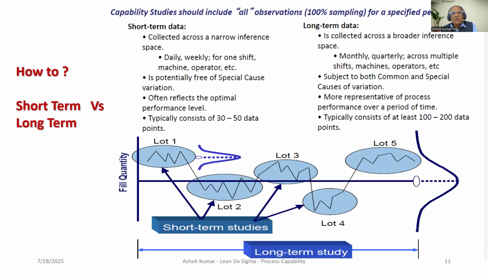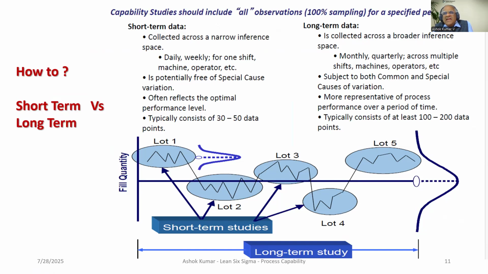So how do you collect data for a capability study over the short term? There is a narrow inference space, say a daily or weekly or a shift or a particular machine or operator. And there are only common causes. We also studied what is a common cause and what is a special cause. So in the short run, there are no special causes. There are no assignable causes. And normally people or the machine works at an optimal performance level. And typically the sample size is 30 to 50.